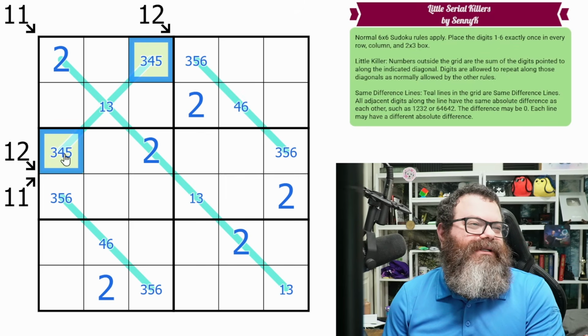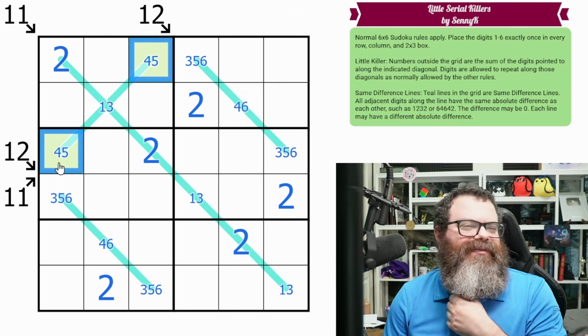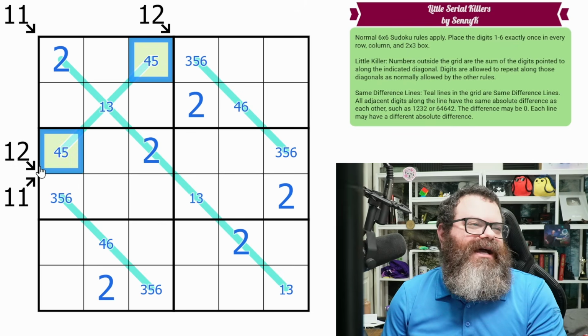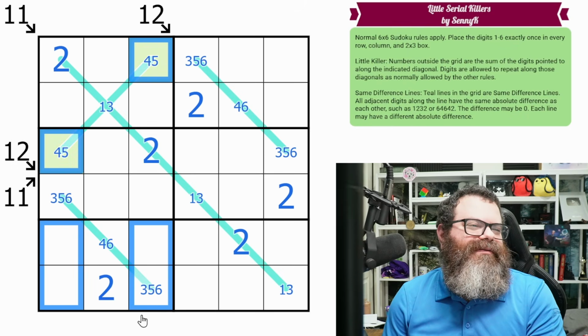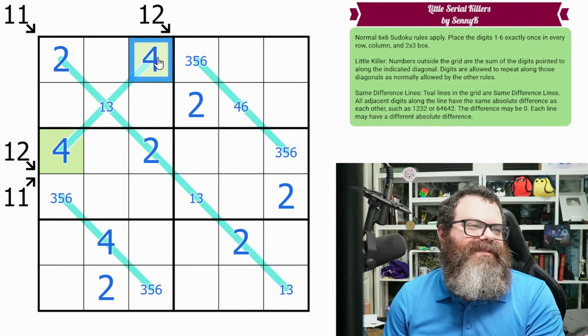Sorry, 1 is double 5, 3 is double 4. These aren't... 2 was never going to work, right? It was 5 that was double 3, yeah. So these are 4 or 5, and they go down here. And so this has to be 4. We have to reconcile the 4, 5 with the 4, 6, because these are the same digit. And so this has to be 4, and this is 4, and this is 4.